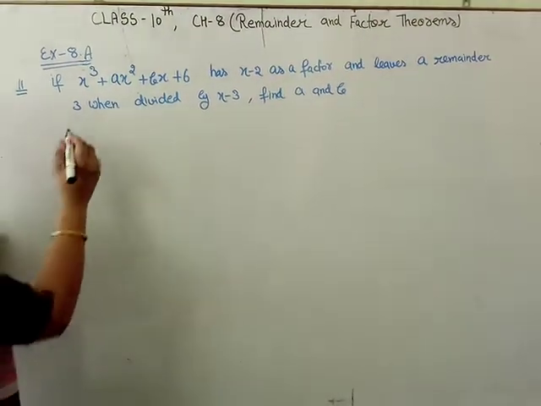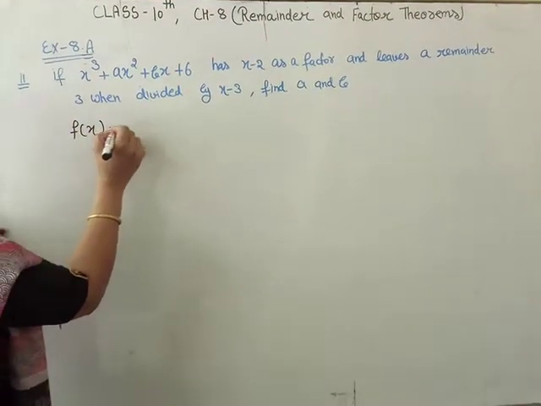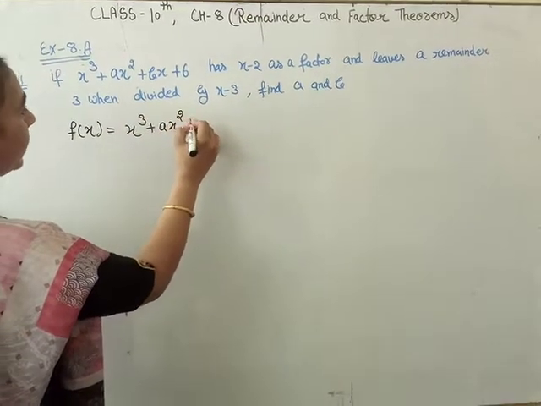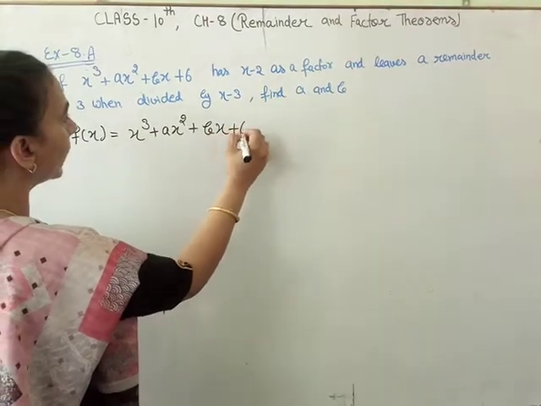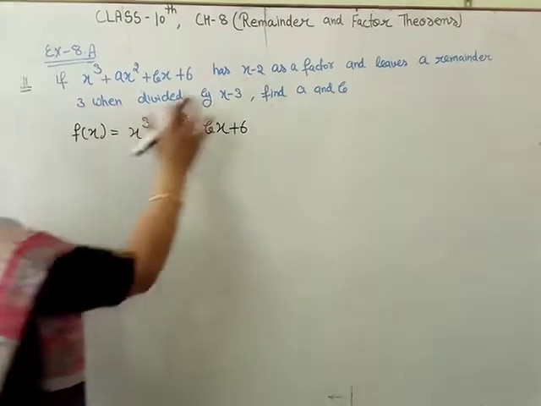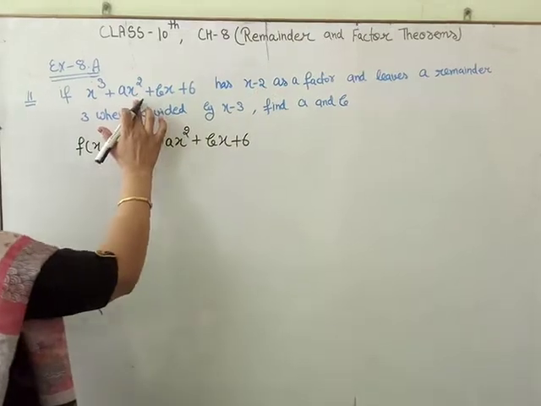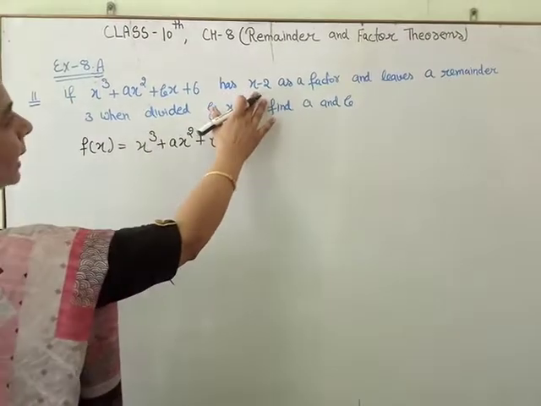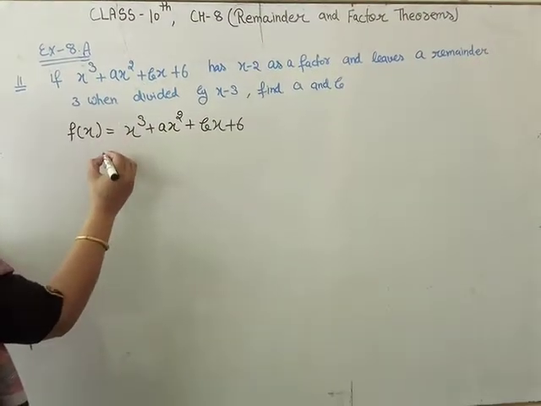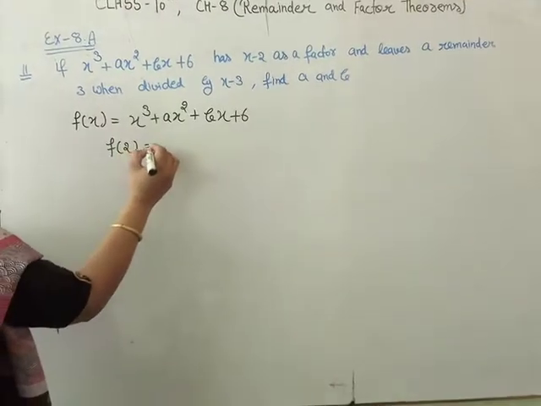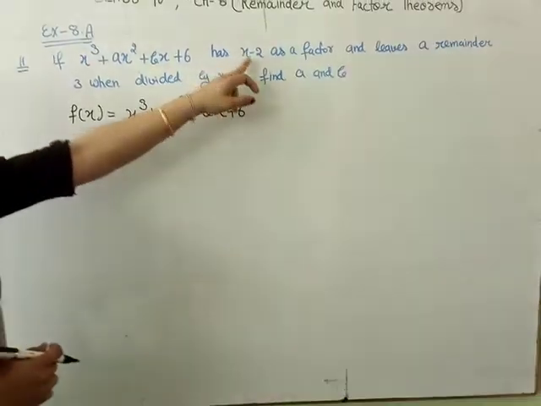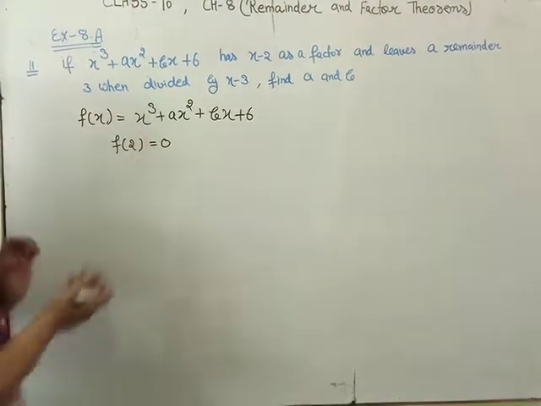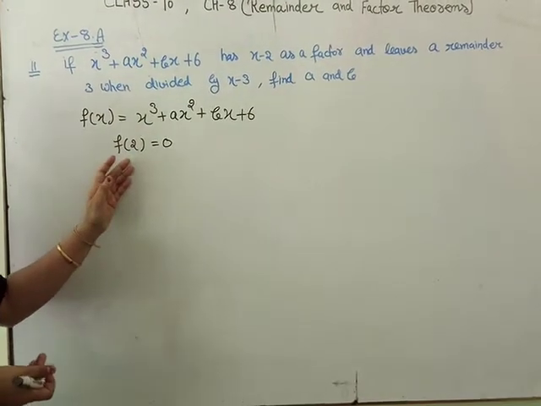Student, first we write our polynomial f of x equals x cube plus ax square plus bx plus 6. Okay. First, x minus 2 is factor of this polynomial. Student, then we use factor theorem. If x minus 2 is factor of this expression, then f of 2 equal to 0 because x minus 2 is factor. If x minus 2 is factor, then remainder equal to 0. We use this directly. Okay.